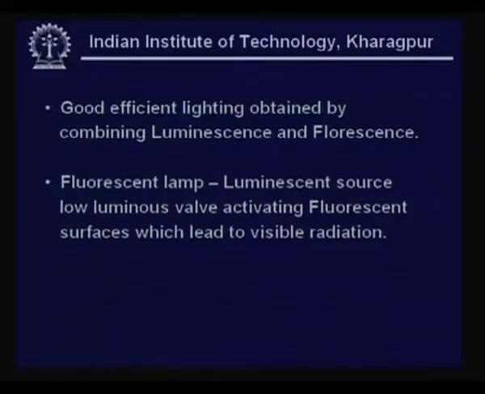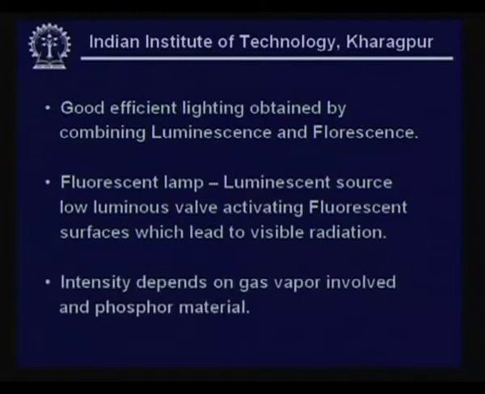Fluorescent lamp, luminescent source, low luminous value, activating fluorescent surfaces which lead to visible radiation. Intensity, of course, depends on the kind of gas that's used. Obviously, fluorescent lamps use, as I told you, low pressure mercury vapor. So, the magnitude of radiant energy will depend on the gas vapor that is involved, and how much of this UV light that is radiated gets into the visible spectrum is dependent on the phosphor material that's employed.